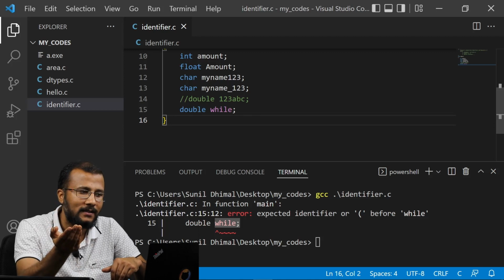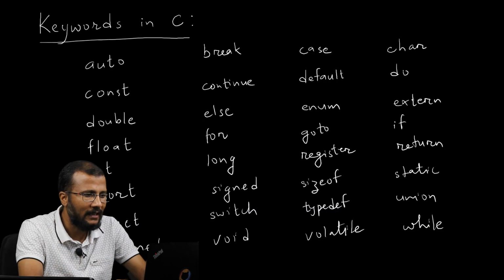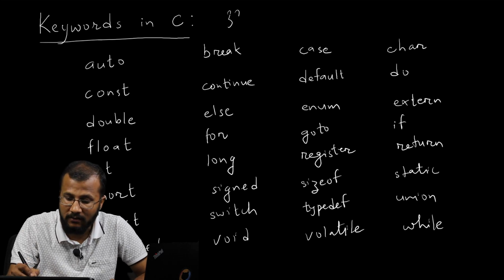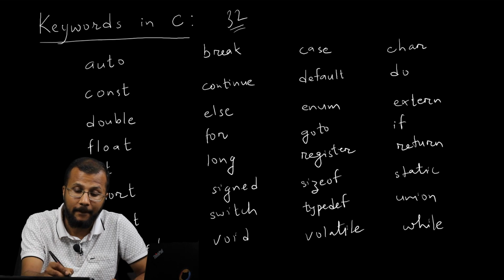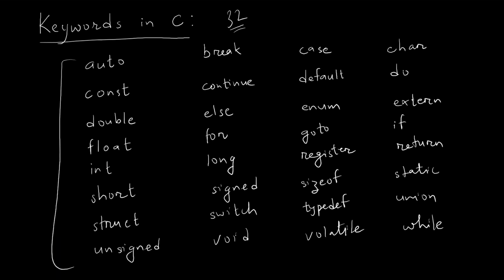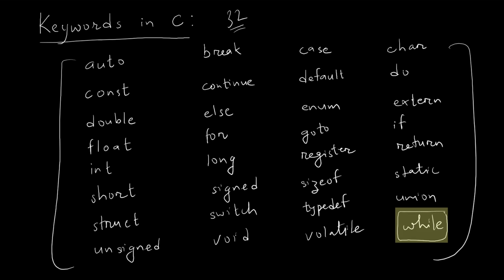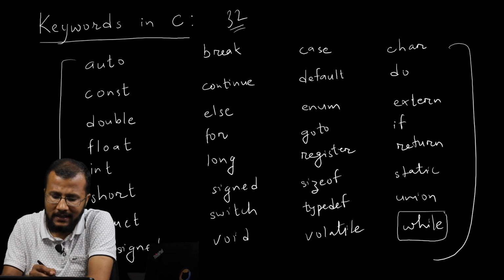You can't use this. There are certain keywords that are reserved by C. So this is the list of 32 keywords. There are actually 32 keywords reserved by C, and they are displayed here alphabetically: auto, break, case, char, const, continue. If you look at it, while is here, so I can't use while as a name for any variable. Similarly, all these other keywords cannot be used as the name of an identifier.